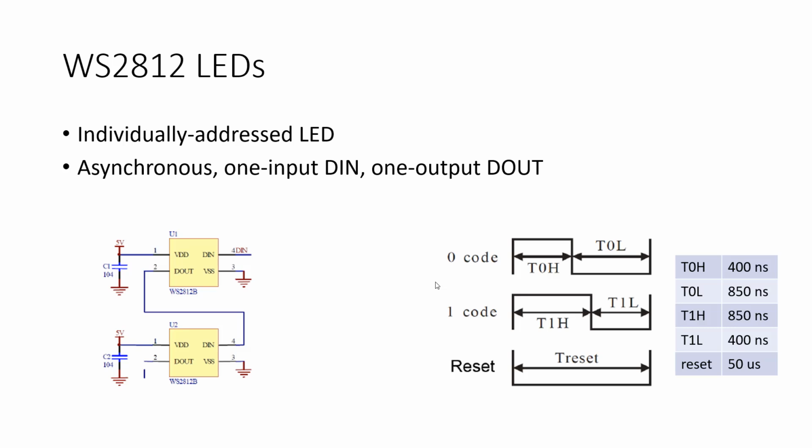Does that make sense? Okay. Any questions about that? Okay. So what in that code does reset do? Reset just puts them into an accept state again. So it allows you to reset the addressing procedure where you're addressing each one.